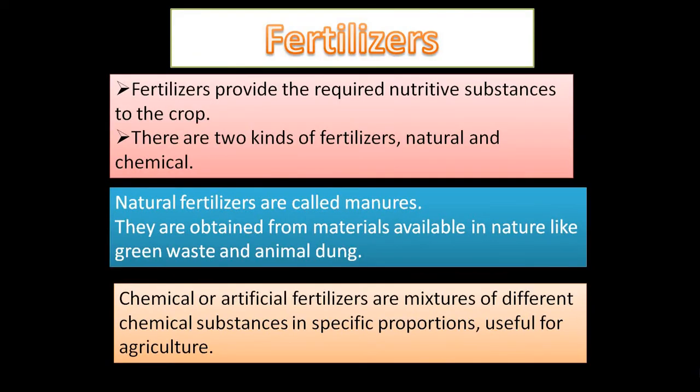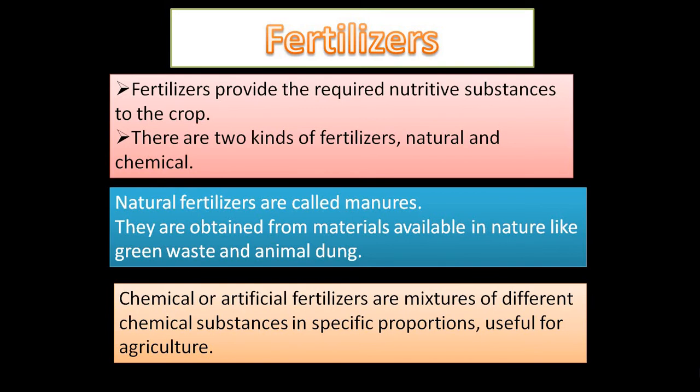Now let us know about the fertilizers. Children, if the same crops are grown frequently in a field, the fertility of the soil decreases. Then we have to add fertilizers to the soil to restore its productivity. Fertilizers provide the required nutritive substances to the crop. There are two kinds of fertilizers, natural and chemical.